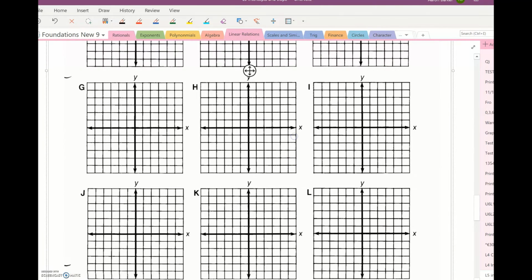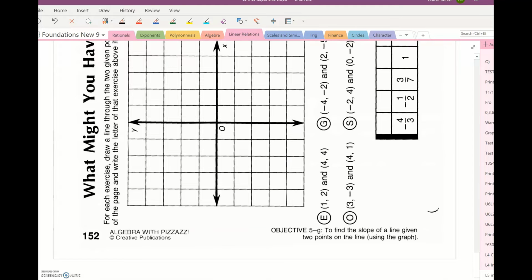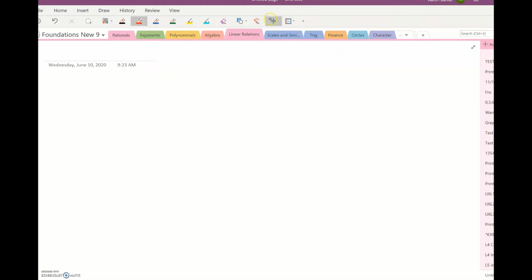Practice graphing your intercepts. Next part is slope. For slope, what you're going to do is you're going to count. Let me just add one page in.